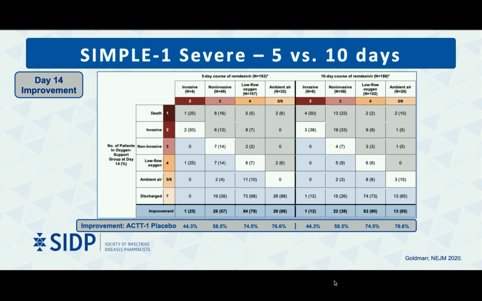In both the 5 and 10-day groups, day 14 improvement rates for patients requiring invasive mechanical ventilation at baseline were worse than those seen with placebo in ACT-1. But this was a relatively small group of patients. Improvement rates for the other groups in the 5-day arm were similar, if not slightly better than placebo in the ACT-1 study. But improvement was somewhat variable when comparing the 10-day group to the ACT-1 placebo patients.